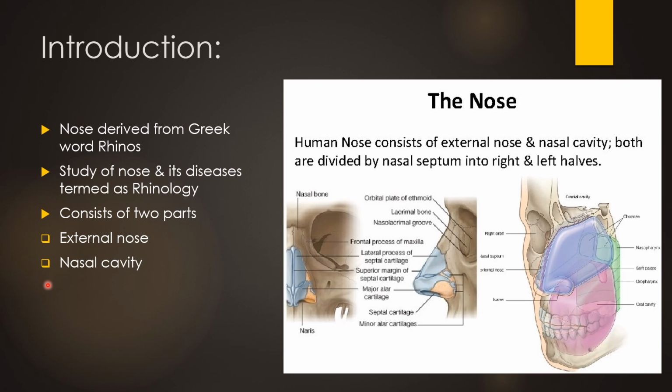The word nose is derived from a Greek word, rhinos, and that's why the study of the nose and its diseases is called rhinology. The nose has two parts basically, the external nose and the nasal cavity. Here you can see that the nose has a prominent feature that is most prominent on the face, and that is known as the external nose, and that leads inside to a cavity known as the nasal cavity, which is divided by the nasal septum into two halves. So we have two nasal cavities, on the right side and the left side.